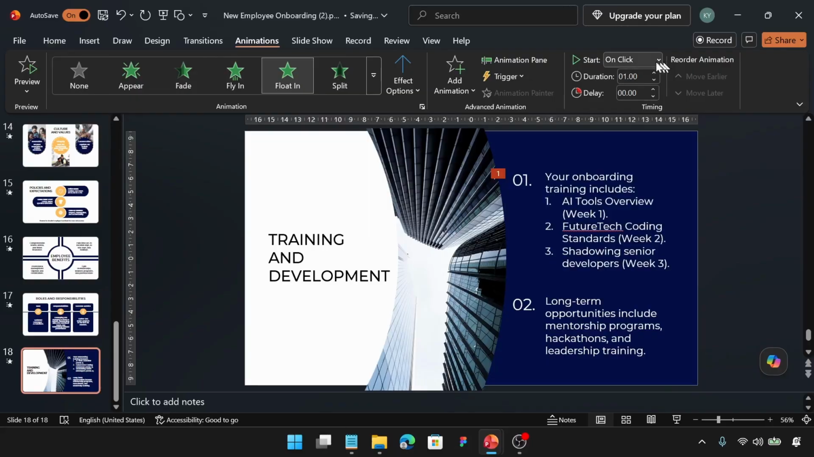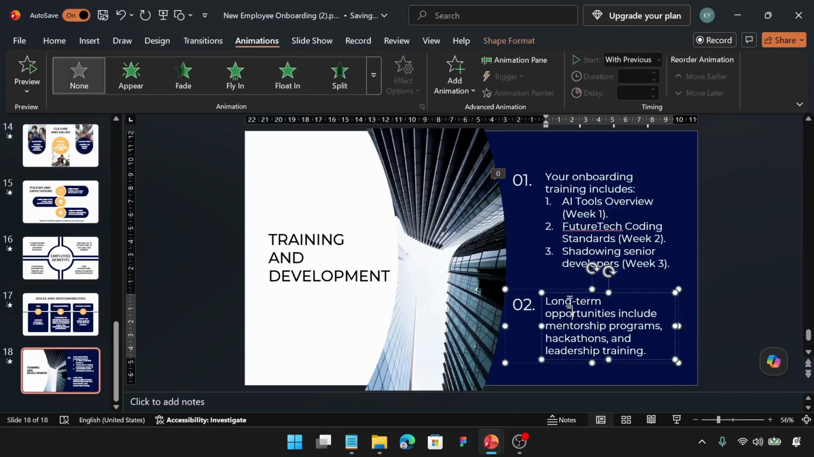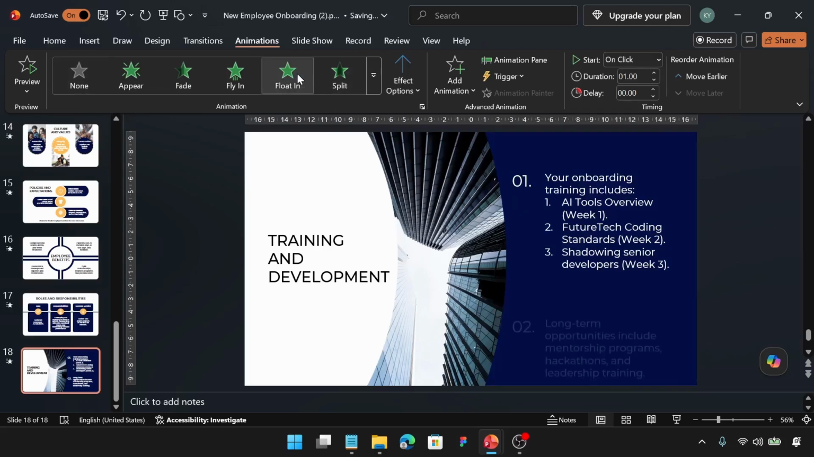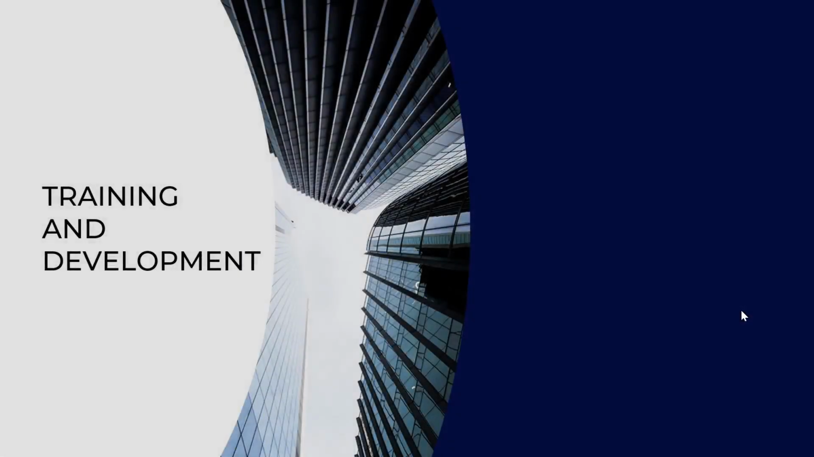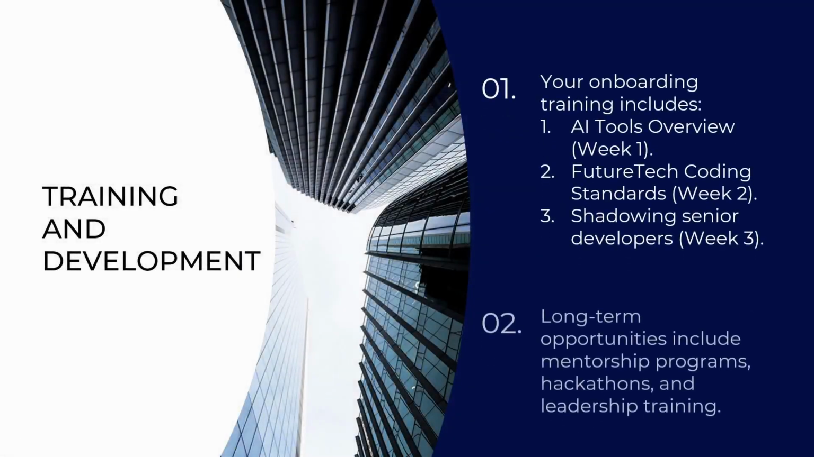We're going to make the start With Previous. Select this one, the entire group, same thing, Float In, and start for this is going to be After Previous. And yeah, that is it for this slide. Let's go ahead and see what it looks like in slideshow view. I'm just going to start it, and then we'll have our text coming.